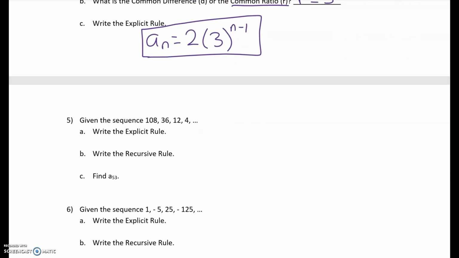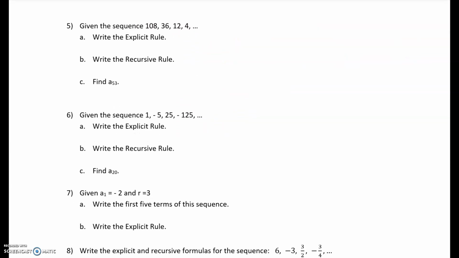Okay, let's go and look at number 5. All right, number 5 says, given the sequence 108, 36, 12, 4, write the explicit rule, write the recursive rule, and then find a sub 53. So this one you're going to see that there's an additional question after the 2 rules that we're going to write. So let's write the first rule. In order to write our rules, we need 2 pieces of information. We need the first term, and we need our common ratio.